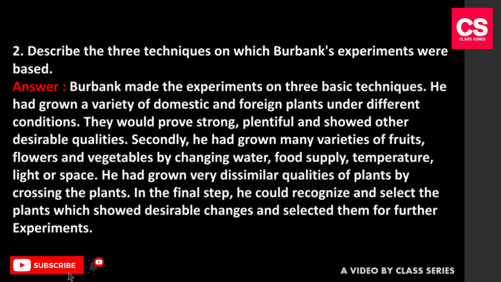Our second question is, describe the three techniques on which Burbank's experiments were based. The answer is, Burbank made his experiments on three basic techniques. He had grown a variety of domestic and foreign plants under different conditions. They would prove strong, plentiful, and show desirable qualities. Secondly, he had grown many varieties of fruits, flowers, and vegetables by changing water, food supply, temperature, light, or space. He had grown very dissimilar qualities of plants by crossing the plants.